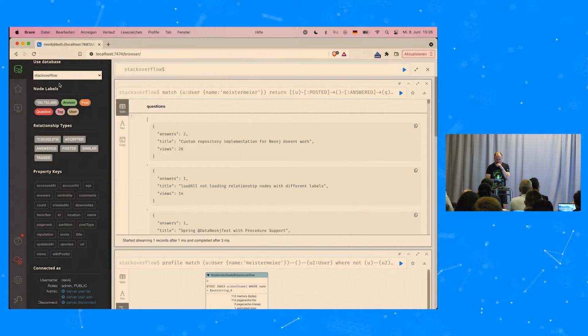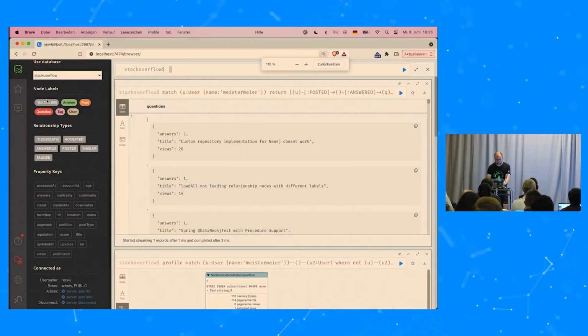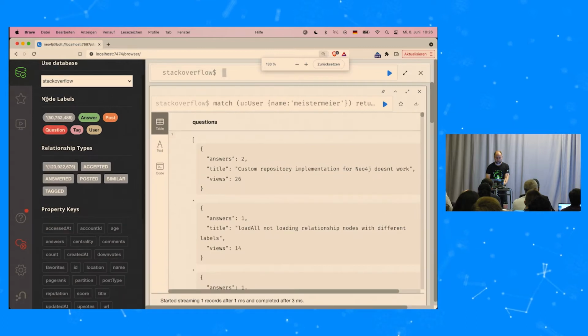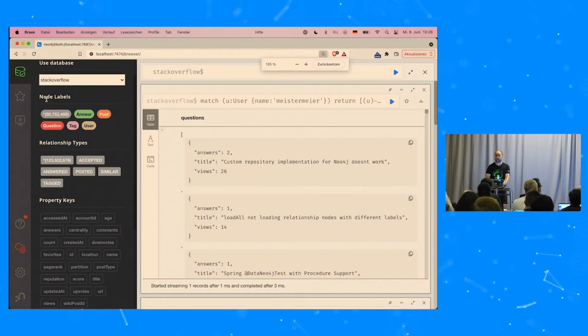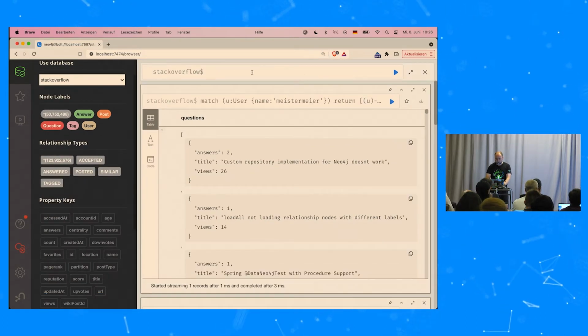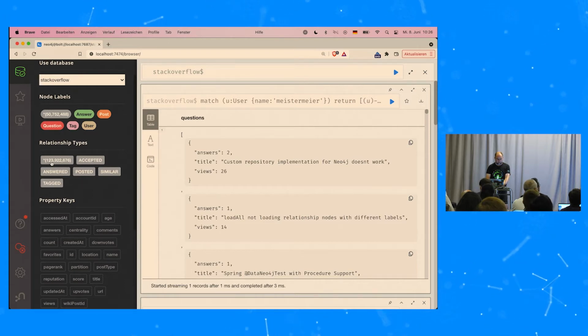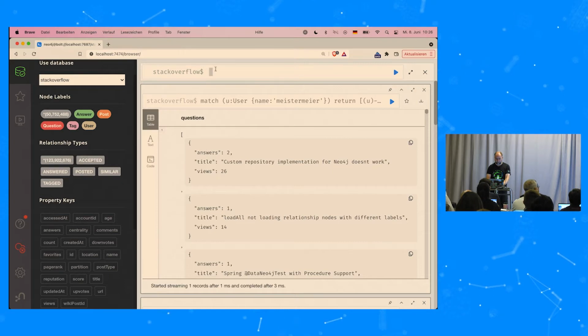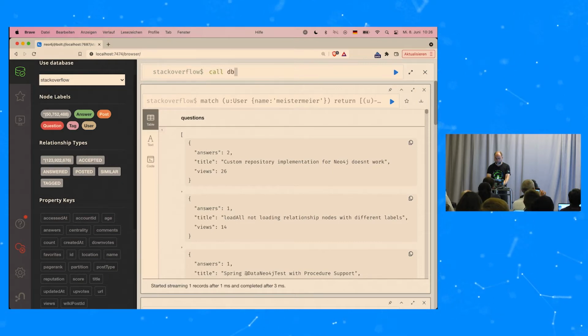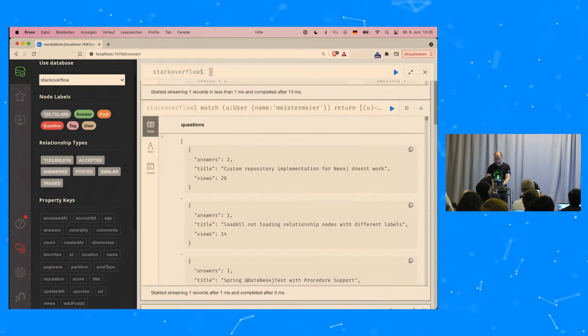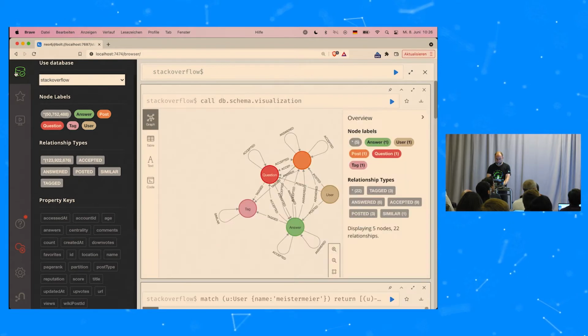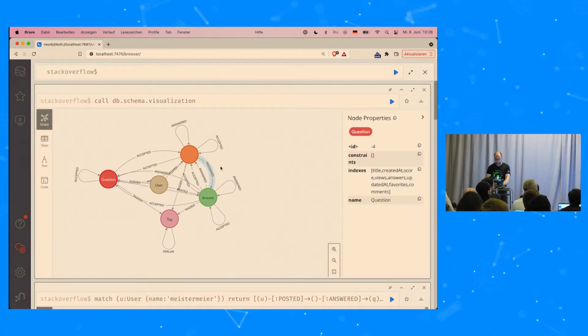Okay, so this is our data set. Let me make it a little bit bigger. Can you read it in the back there? Is this okay? Cool. So this is our data set. You see we have 51 million nodes and 124 million relationships. And if I call db.schema.visualization, we should see an approximate visualization of the schema. It's a little bit messy.